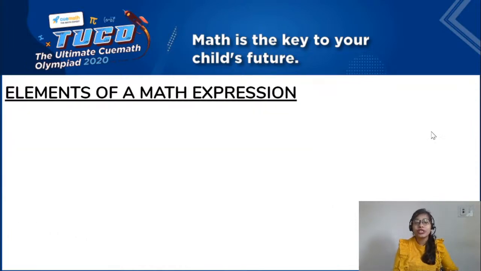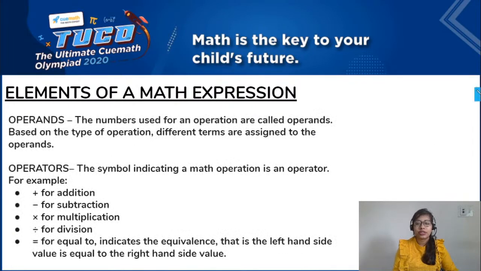Now let's look into the elements of a math expression. Let's see what operands and operators are. As you all know, we just learnt about mathematical operations some time back, wherein we said that operations performed on operands using operators are known as mathematical operations. But what are these terms exactly? What is an operand? What is an operator? Let's see. Operands, the numbers used for an operation, are called operands.